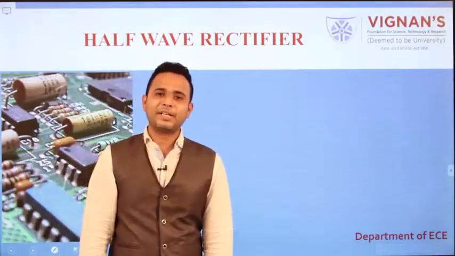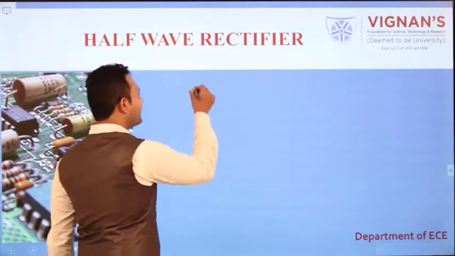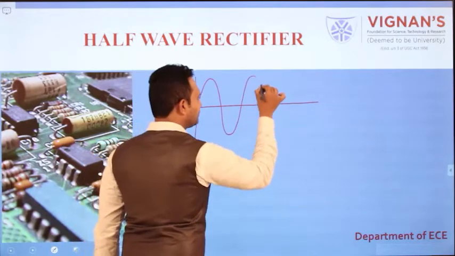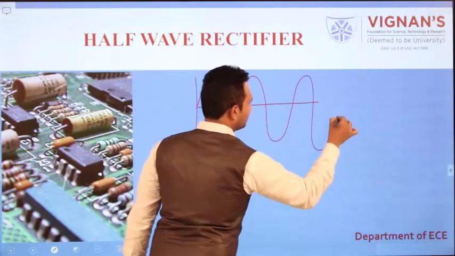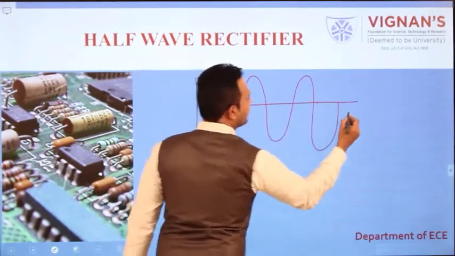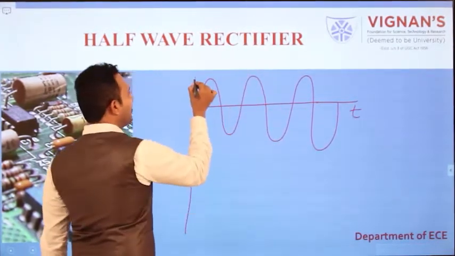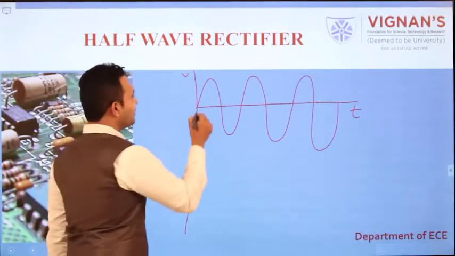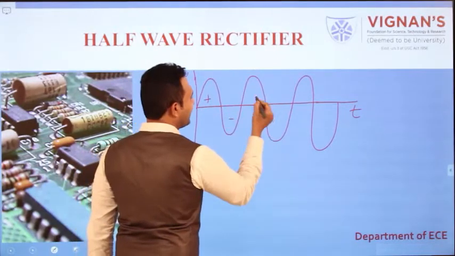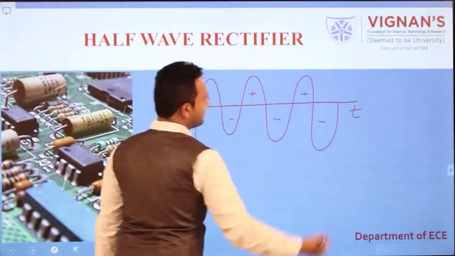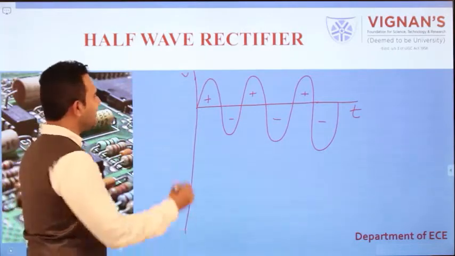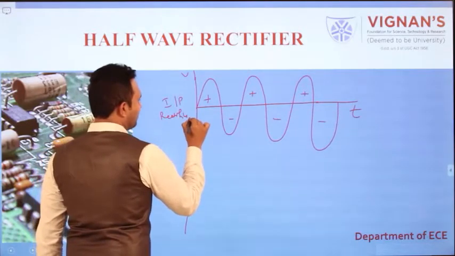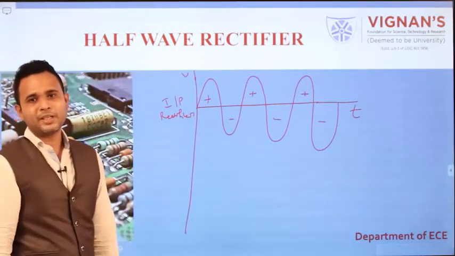Coming to the half wave rectifier waveforms. In the half wave rectifier waveforms, our input is an AC signal. Generally on the x-axis we take time and on the y-axis we take voltage. The input signal is an AC signal, consisting of a positive peak, then negative, positive, negative, and similarly here also. This is the input of the rectifier.